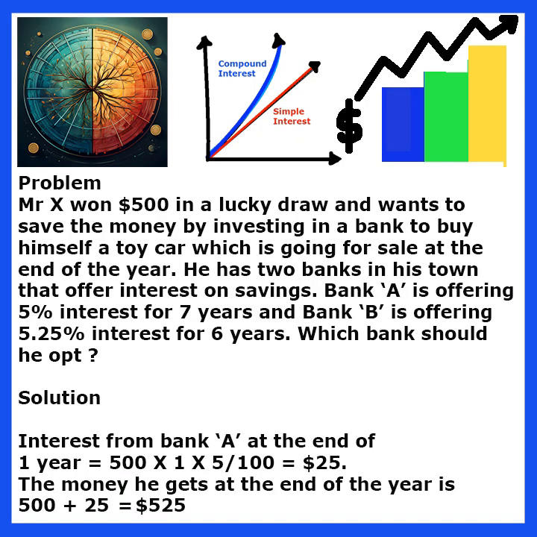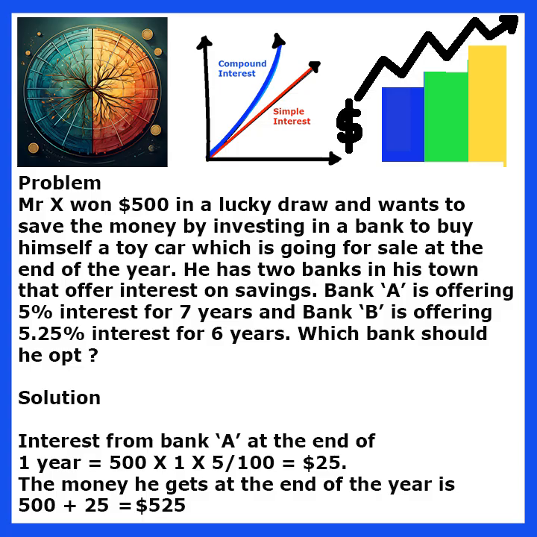Problem: Mr. X won $500 in a lucky draw and wants to save the money by investing in a bank to buy himself a toy car which is going for sale at the end of the year. He has two banks in his town that offer interest on savings. Bank A is offering 5% interest for 7 years and Bank B is offering 5.25% interest for 6 years. Which bank should he opt?